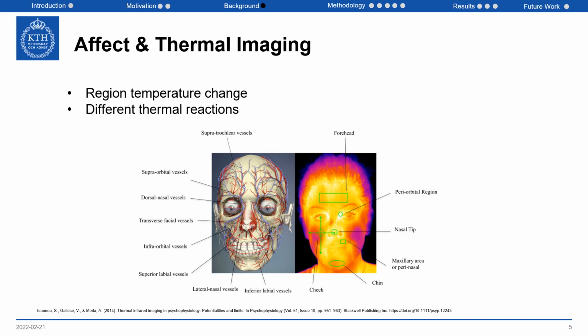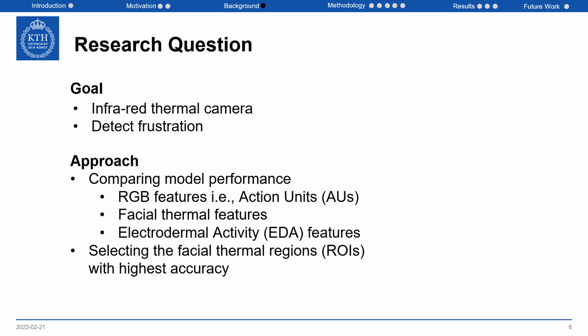Thermal imaging has been discussed a lot in psychology literature, especially when it comes to thermal regions. It has been discussed that each region on our faces can correlate to a different emotion or a different affective state. Hence, in this paper, we've used similar regions like the forehead, the cheek, the nose, and the lower lip.